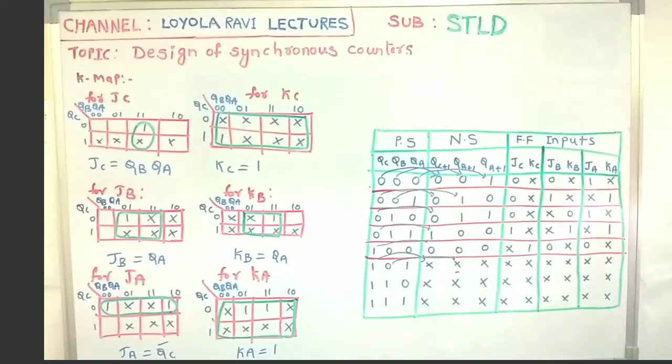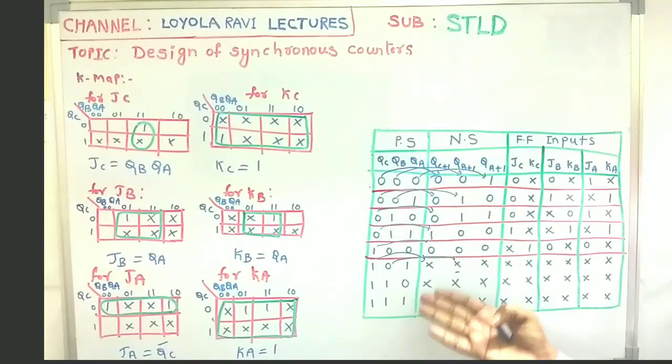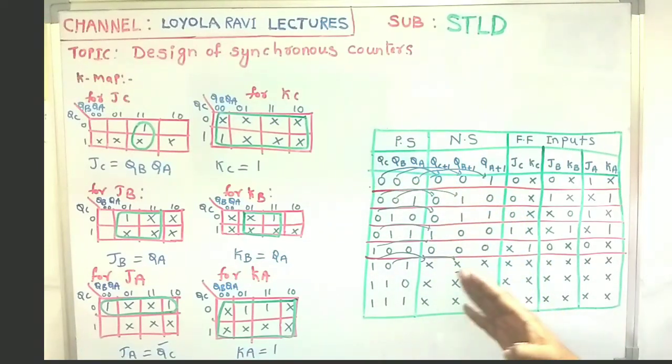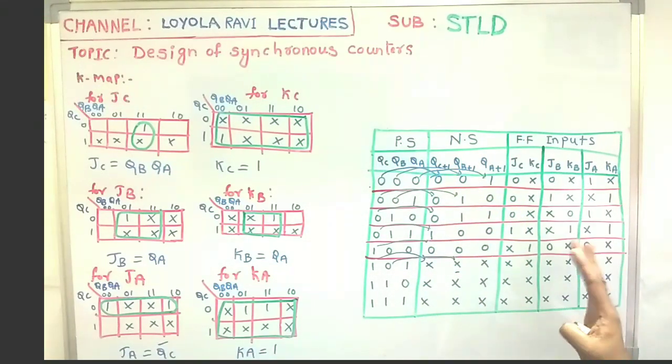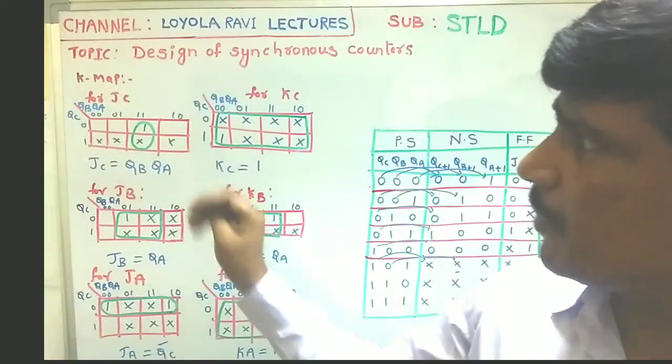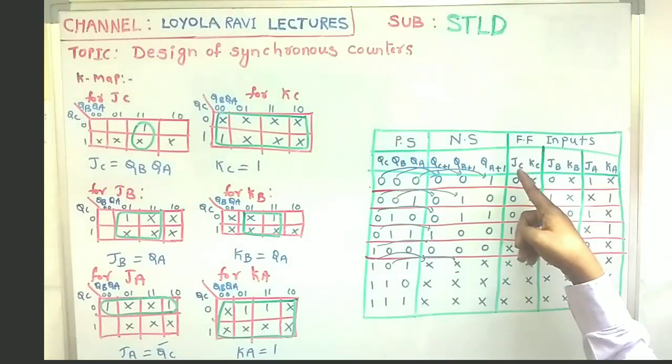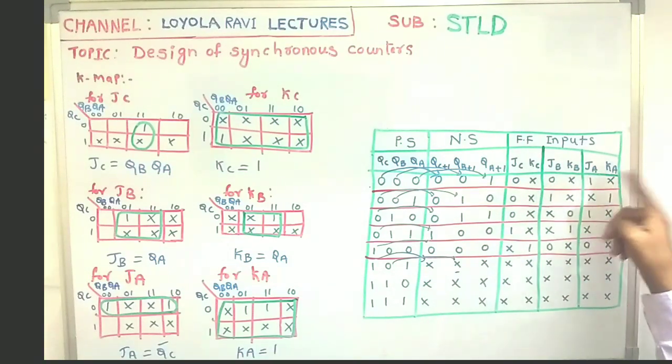So this is the excitation table for the modified counter for 0 to 7 states, that is for 3 flip-flops. From this excitation table, we have to derive some expressions using K-map. So this is the K-map. How many inputs do we have? 3: JC KC, JB KB, JA KA. These are all the flip-flop inputs we have to find.